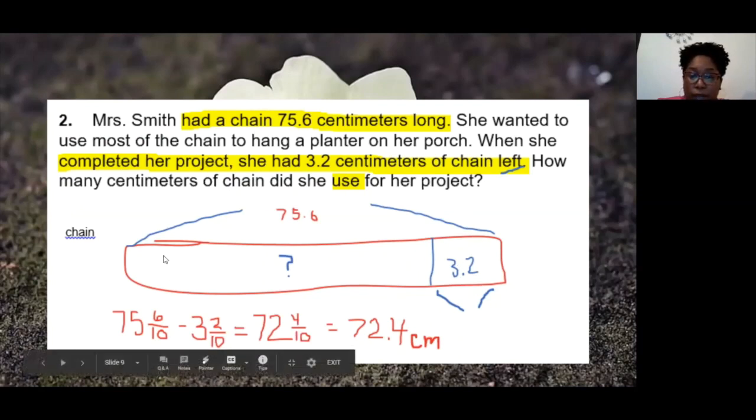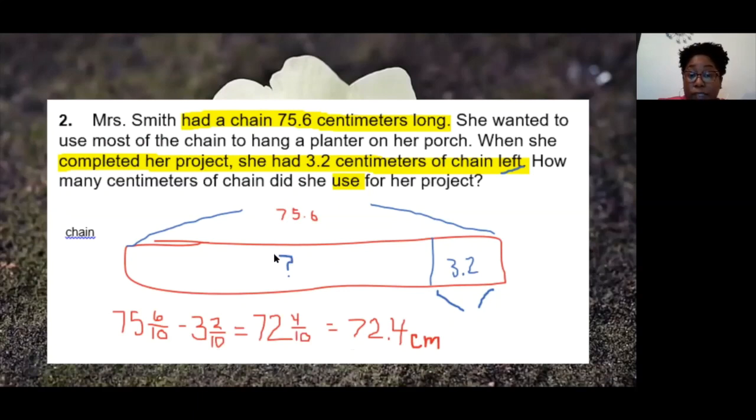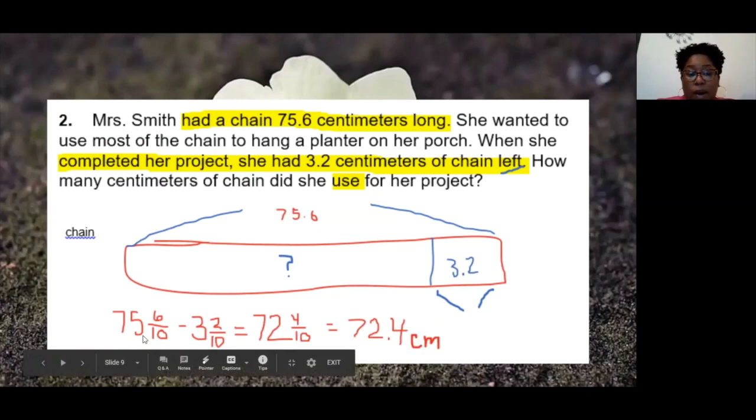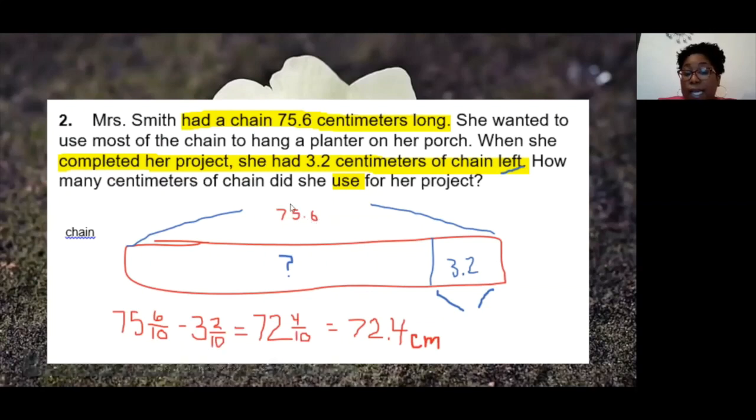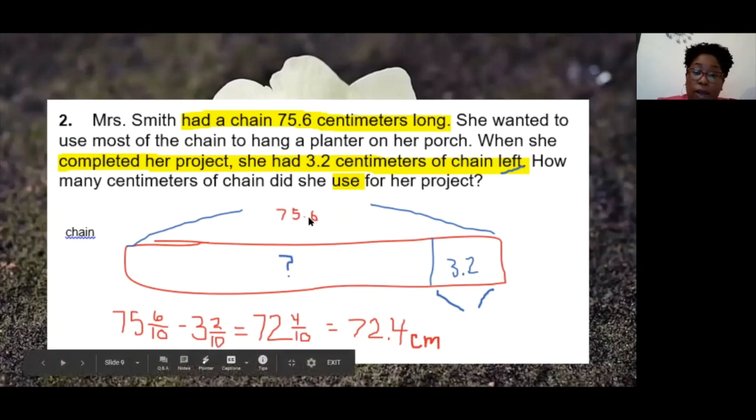So that means we're looking for this. We're looking for how many centimeters of chain did she use for the project, okay? So once again, this is what she has all together. Here's what she has left. It's almost like I have the whole, I have one part. The goal is to find the missing part, okay? So what is the missing part? Well, we can subtract to find our missing part. So to do some conversion, 75 6/10 minus 3 2/10, meaning we're going to take 75 6/10 as a decimal and change it to a fraction. Okay, we're going to do its equivalent.